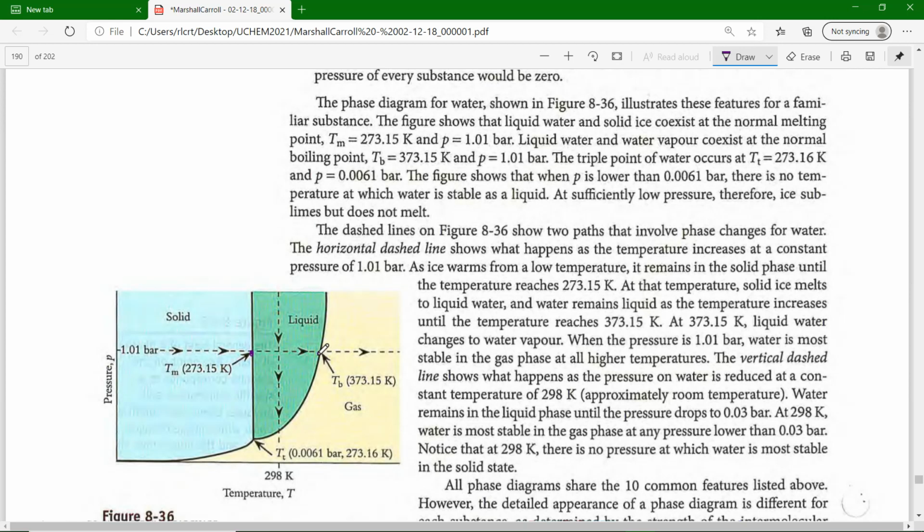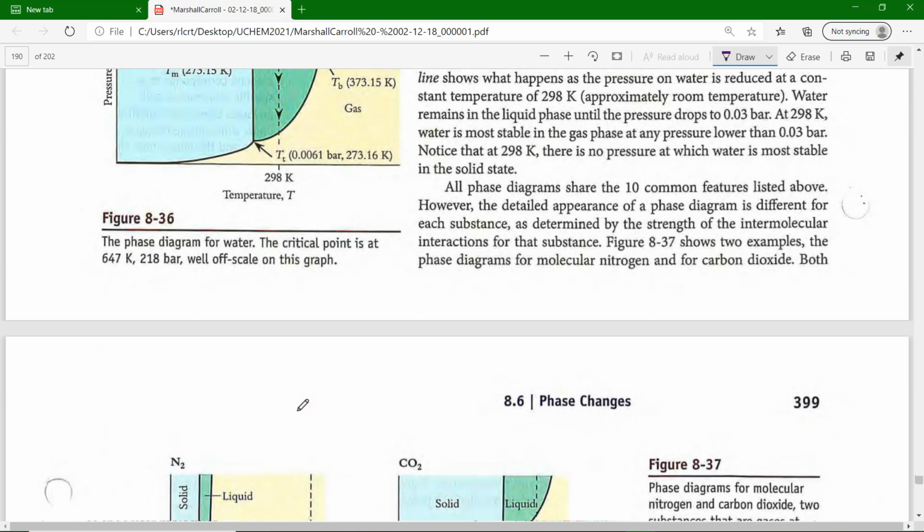The vertical dashed line shows what happens as the pressure on water is reduced at constant temperature. Water remains in the liquid phase until the pressure drops to 0.03 bar, and then it's more stable in the gas phase. No, nothing stable in the solid state there.